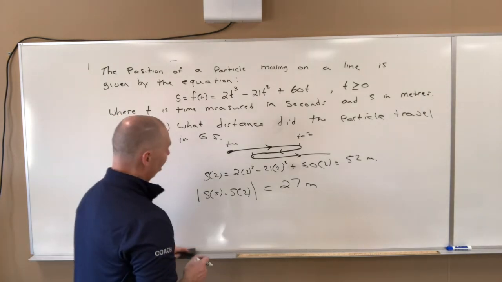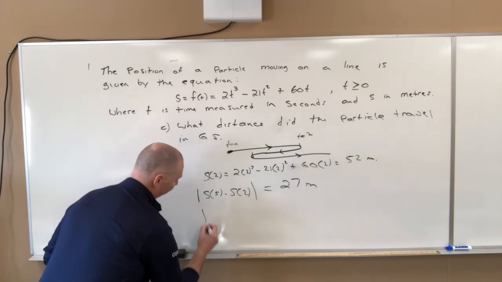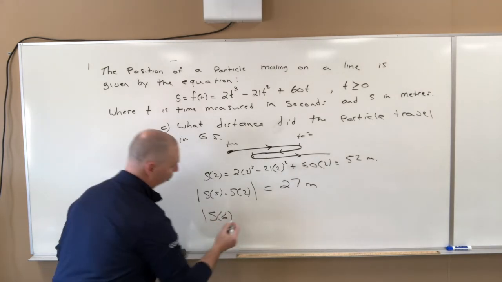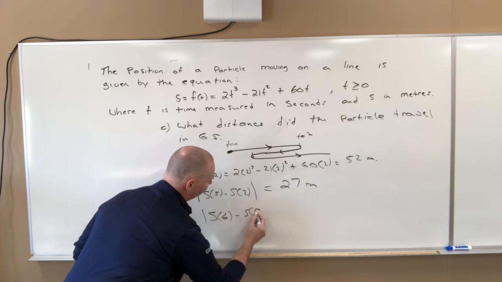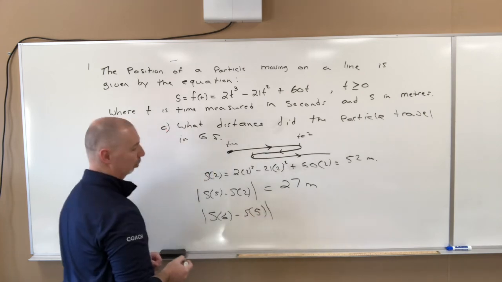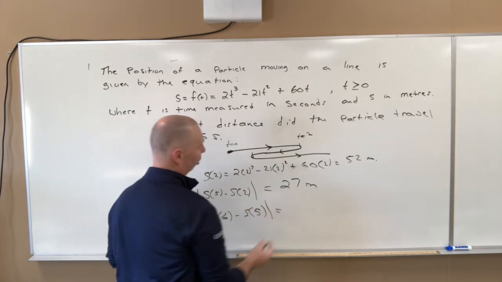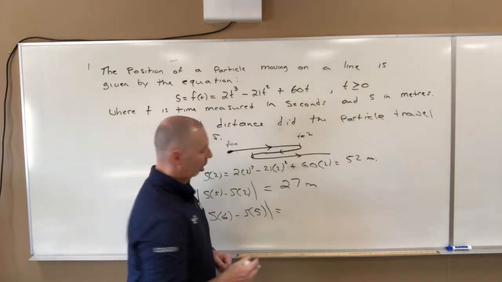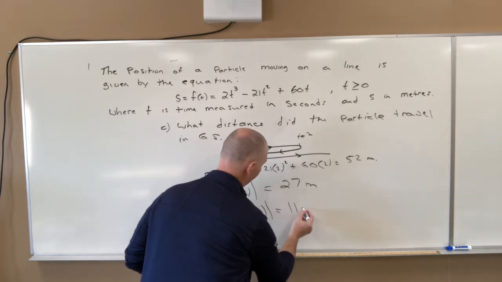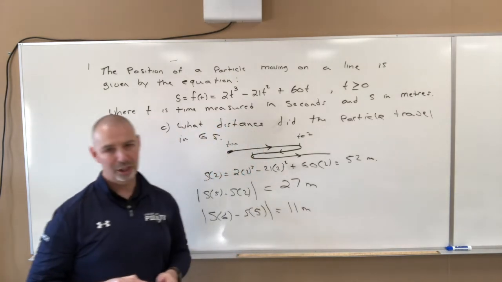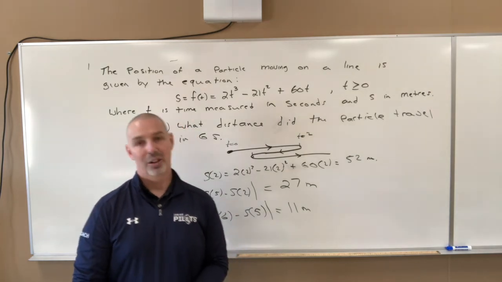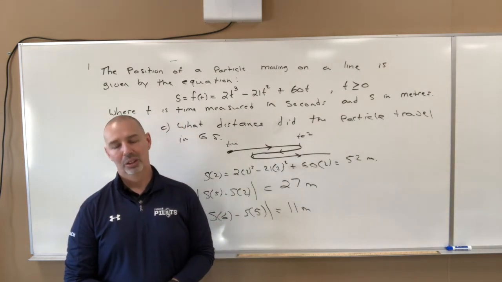And then you're going to do the same thing from where it is after 6 seconds, s of 6 minus s of 5, and again, absolute value. So you're going to put in 6 for t, put in 5 for t, subtract those two numbers, and you will get 11 meters. And then, to find the total distance, you will simply add those three numbers together to get a final answer of 90 meters.